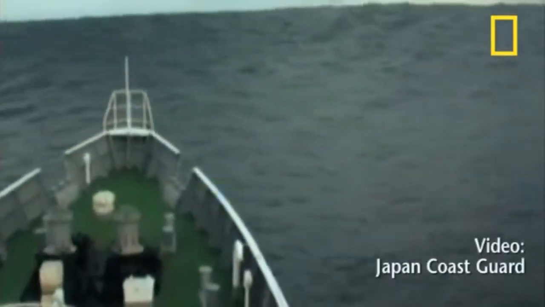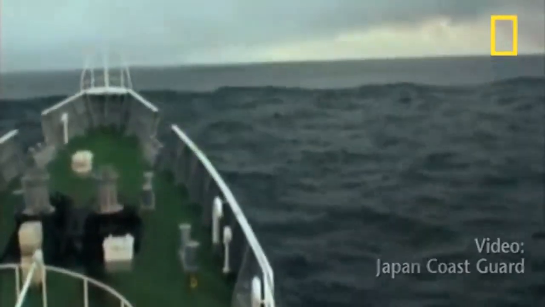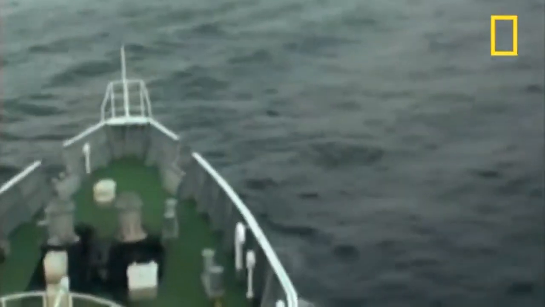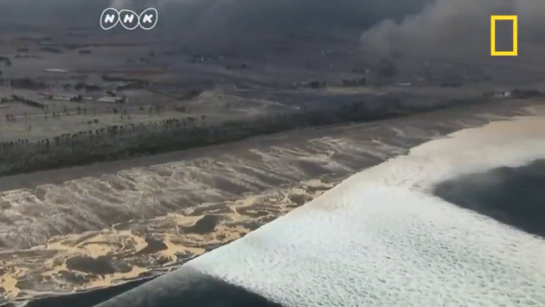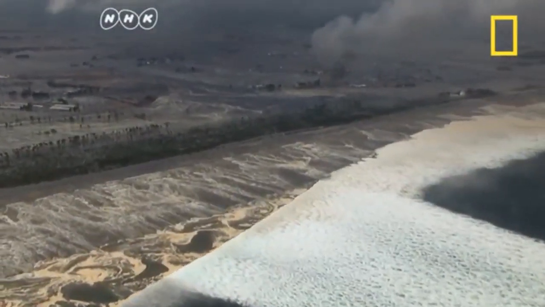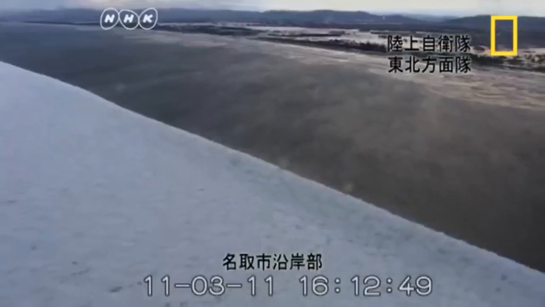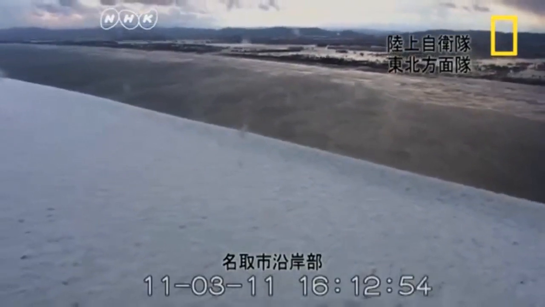This video is from a Japan Coast Guard ship confronting a tsunami wave in shallow water on March 11. And a rare view from the air, video of a tsunami wave approaching the shoreline. In Japan, some tsunami waves reached as far as 3 miles inland.